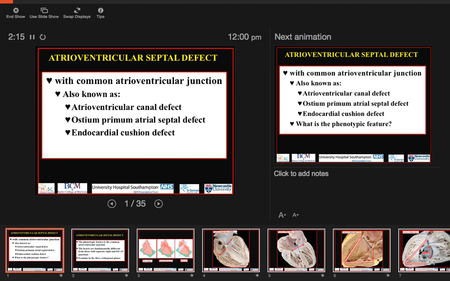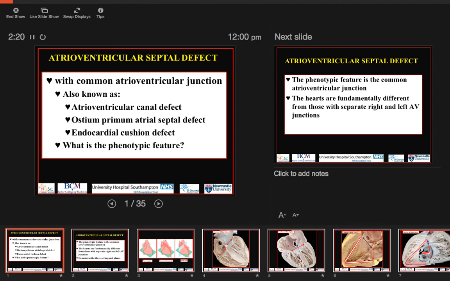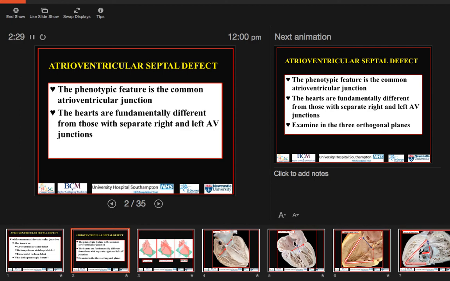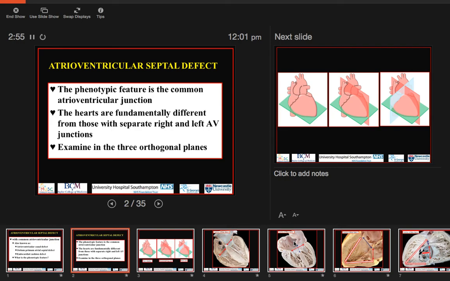But the genetics, the embryology, are of less concern with us than the phenotypic feature, because the key to diagnosis of the lesion and its anatomic variants is understanding the phenotype. And the phenotypic feature, unequivocally, is the common atrioventricular junction. And I've made the point about not mixing apples with oranges, and there is as much difference between AV septal defect and hearts with separate right and left AV junctions as there is between apples and oranges.